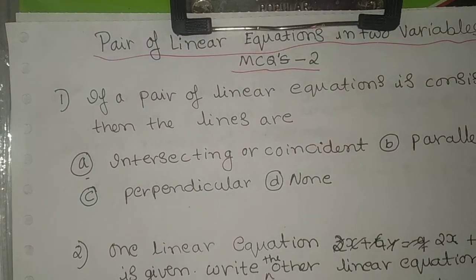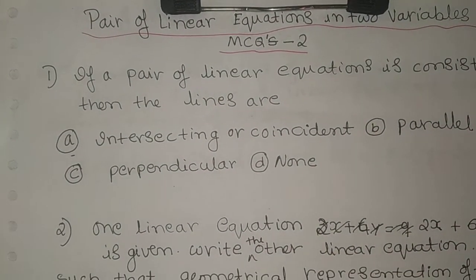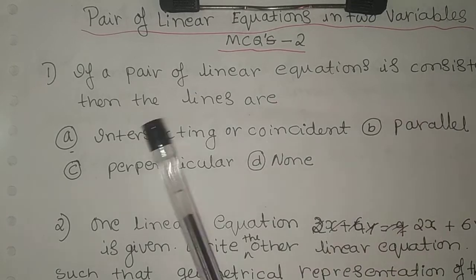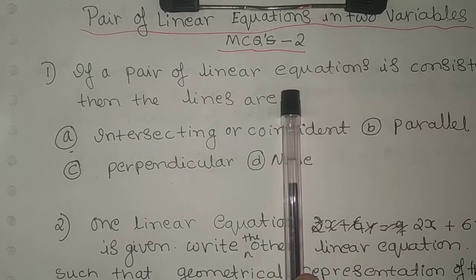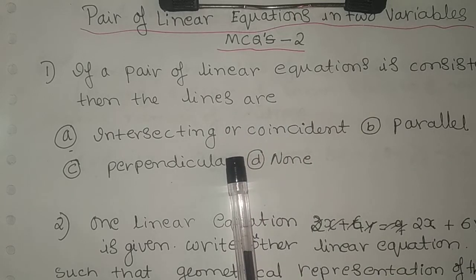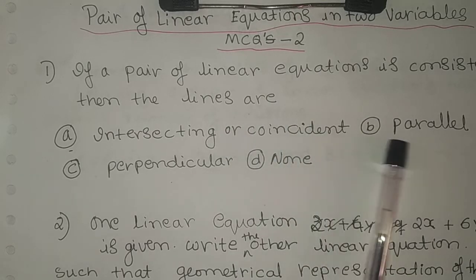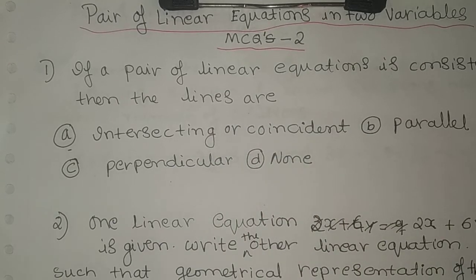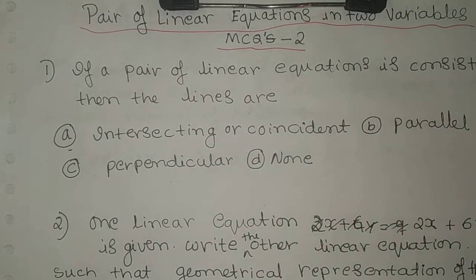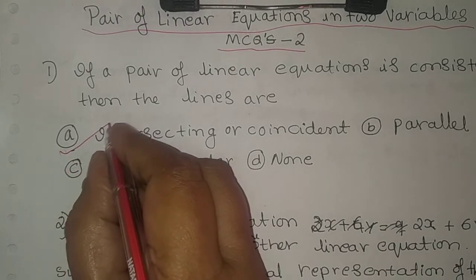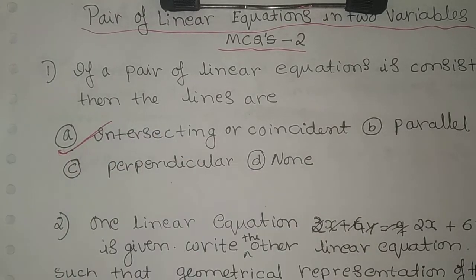Here the first question is, if a pair of linear equations is consistent, then the lines are. Four options are given: A, intersecting or coincident; B, parallel; C, perpendicular; and D, none. So the correct option is intersecting or coincident.